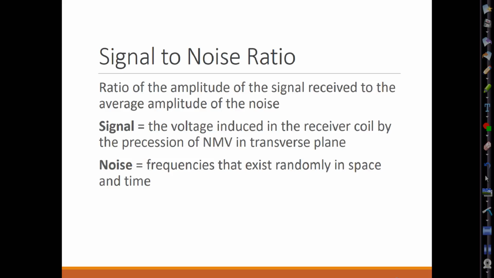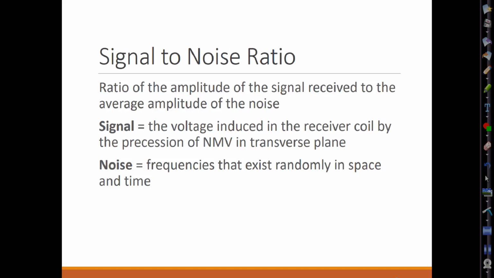Okay, so let's break down signal-to-noise ratio. We keep hearing this term, but what does it really mean? So signal-to-noise is a ratio of the amplitude of signal received by a receiver coil in that transverse axis. And that's going to be a ratio to the average amplitude of the noise. So our signal is the voltage induced in the receiver coil by the precession of that net magnetic vector in the transverse plane. So we've understood this concept from the last couple of units.